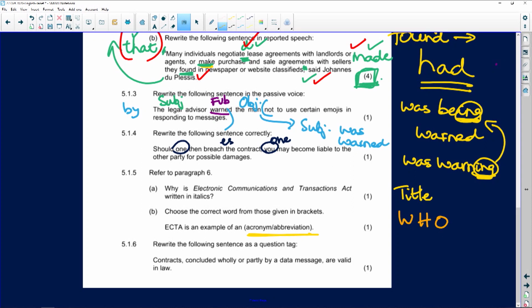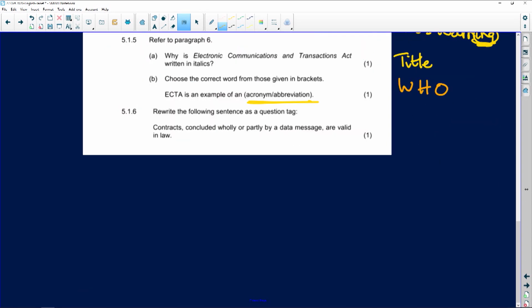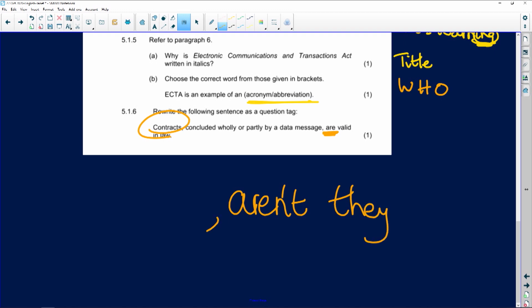Write this question as a tag. English has a tagging system where we influence the way that people think. So contracts are valid in law. Are valid, present tense. So you keep the are, you make it negative. You say, is that singular or plural? And you go, contracts concluded wholly or partly by a data message are valid in law, comma, aren't they? So if you're given a verb like the are, you can use the aren't. It's not a problem. It's when you aren't given one.